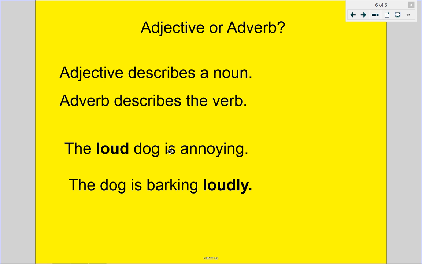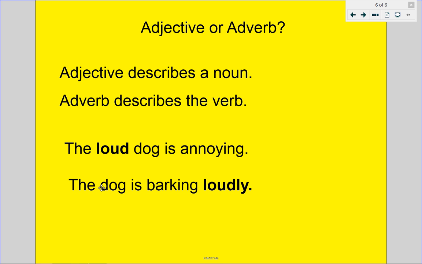Well, in this situation, the word loud over here is not modifying is, it's talking about the dog. What's loud? The dog is loud. So loud is talking about the dog. That's a noun. Dog is a noun. So loud is an adjective. The loud dog. I'm describing a noun.